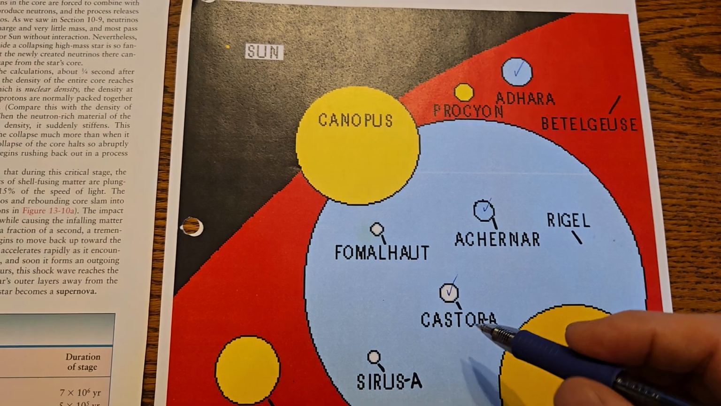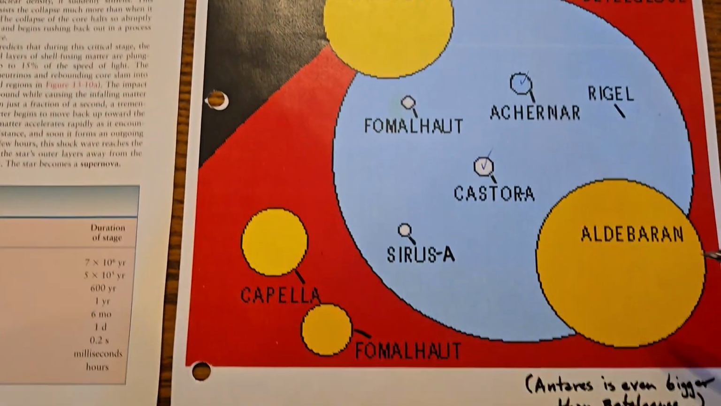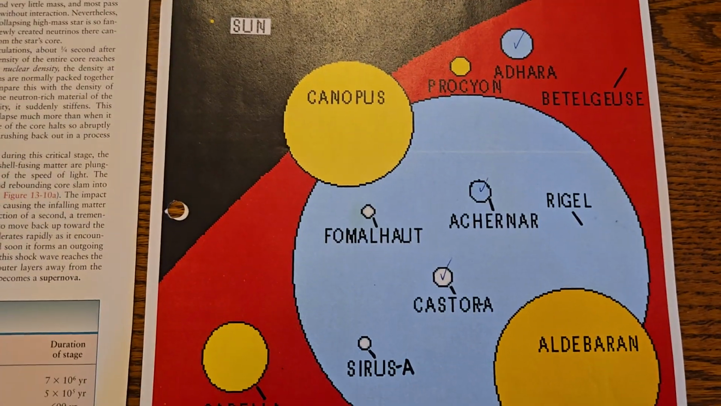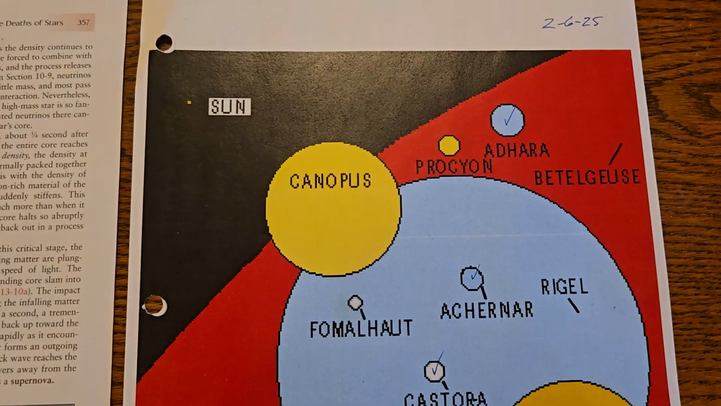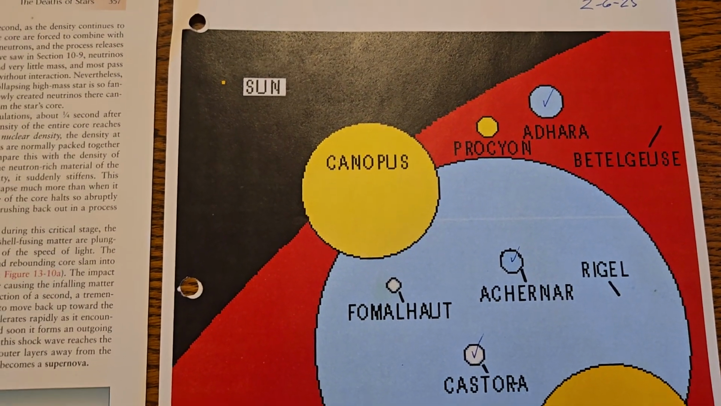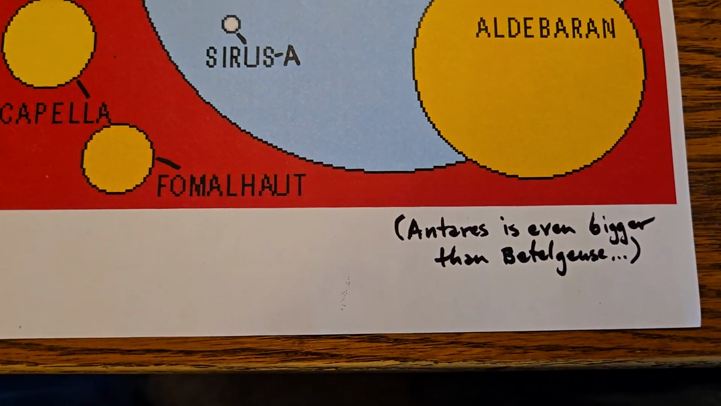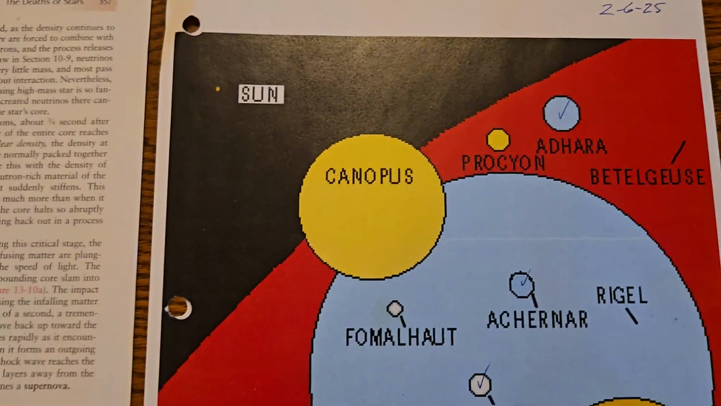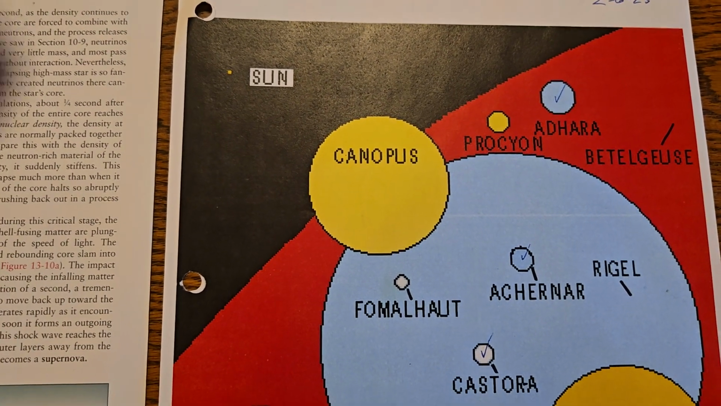It's called Castor A because it's part of a double star. There's also Castor B. There's Aldebaran, Fomalhaut, Capella. So on Friday's quiz, I can ask you technical questions about these stars other than the 3 that I just put check marks on. Oh, and by the way, Antares is even bigger than Betelgeuse. It's ginormous. They're not the biggest stars in the universe, but Betelgeuse and Antares are some of the biggest stars in our neighborhood.